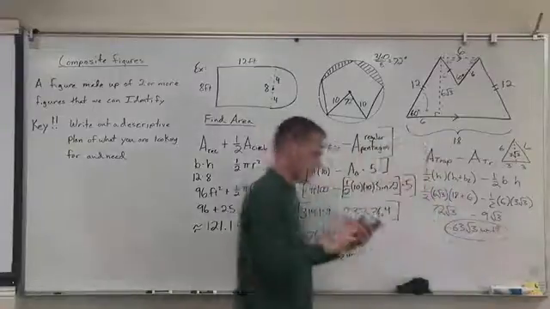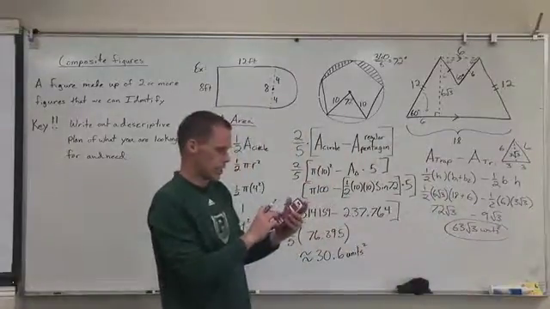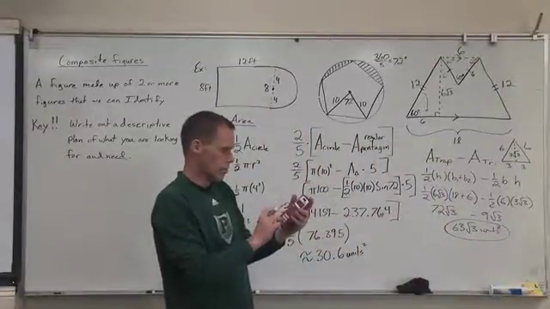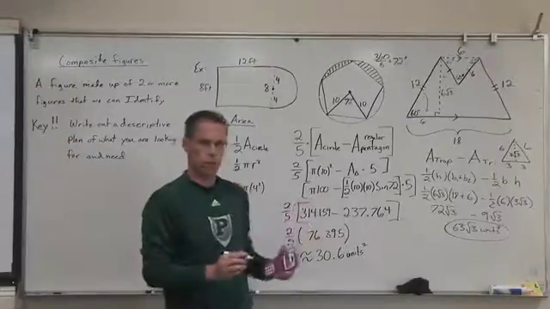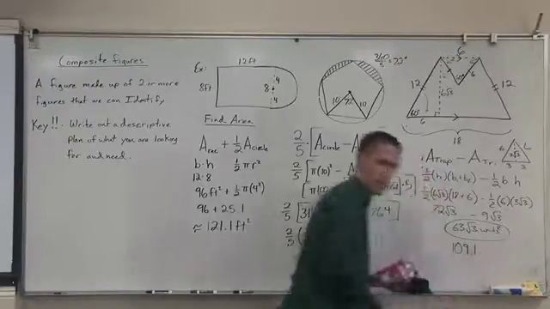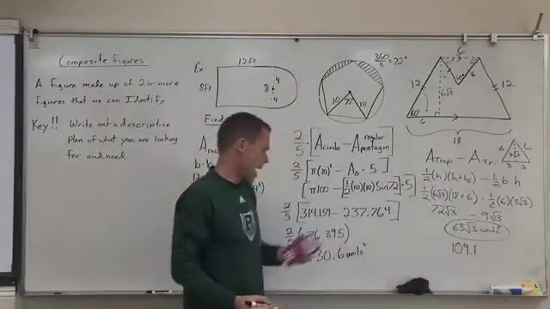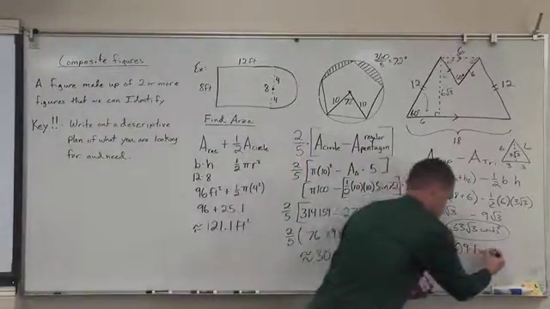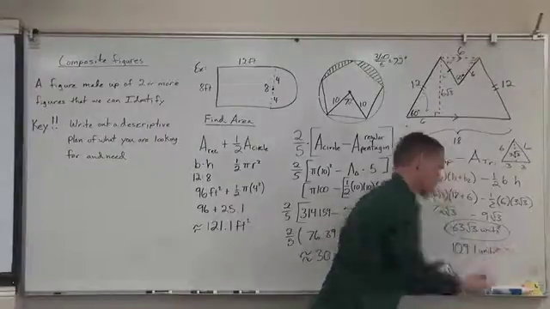Kind of an interesting problem. If I had to, I can still go 63 times the square root of 3 and have a decimal answer of 109.1. And that is my rounded answer, units squared.